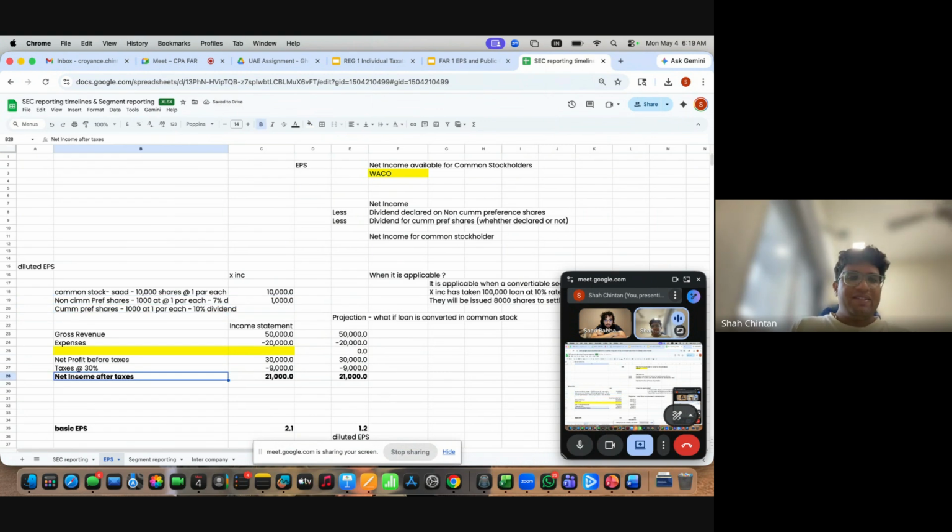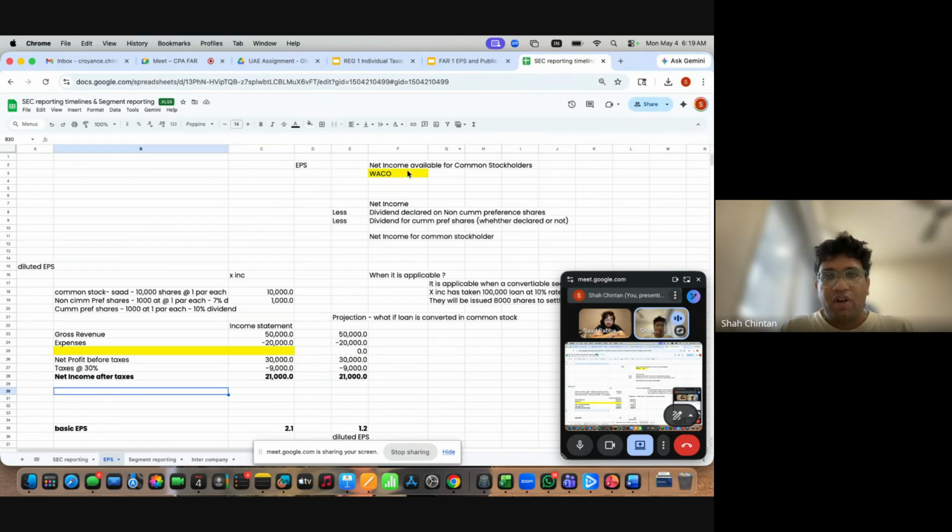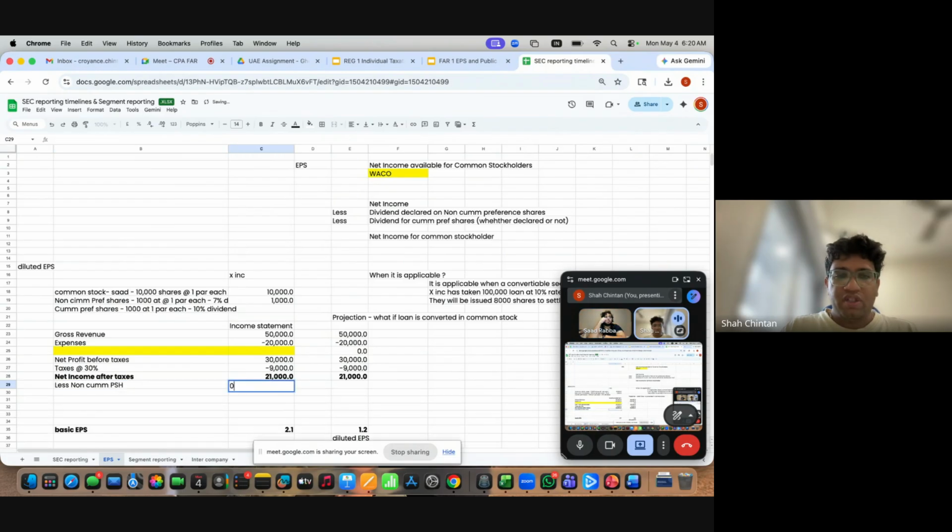Now what we are saying, this is the net income after taxes for all the shareholders. For EPS purpose, we want net income for the common shareholder. How is it derived? Net income, minus dividend for the non-cumulative preference share only and only if it is declared, minus dividend for cumulative preference share whether it is declared or not. Now let's say the question says that the company does not declare any dividend on non-cumulative preference share. So less non-cumulative preference share, you don't subtract anything, because the company has not declared anything.